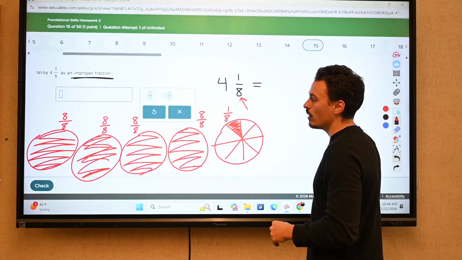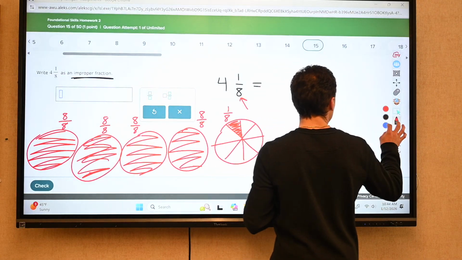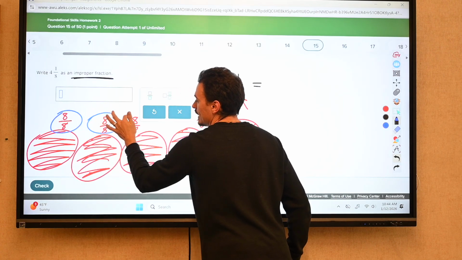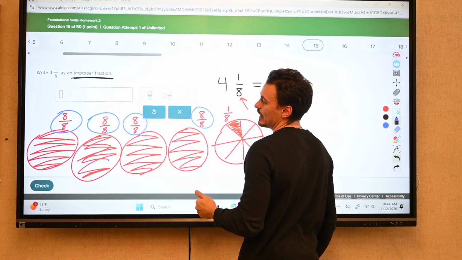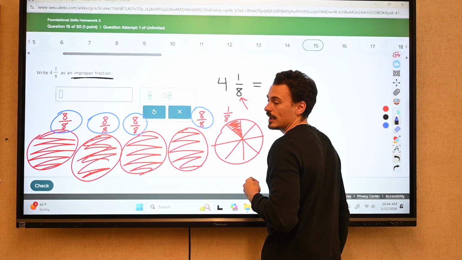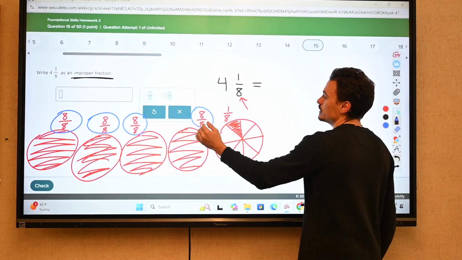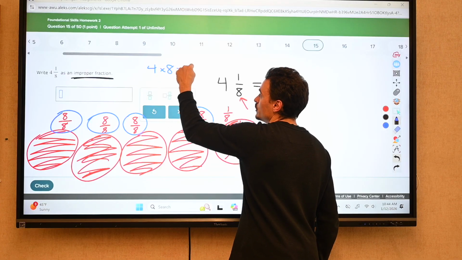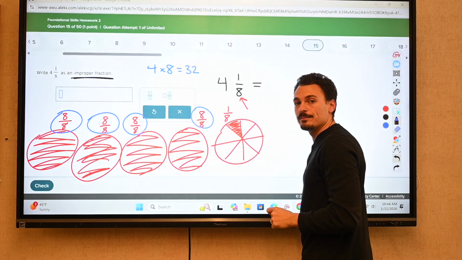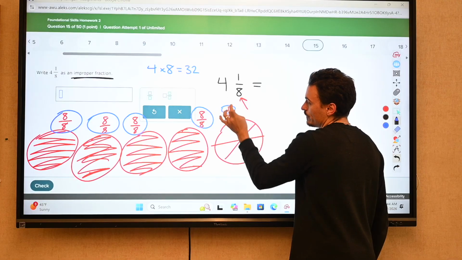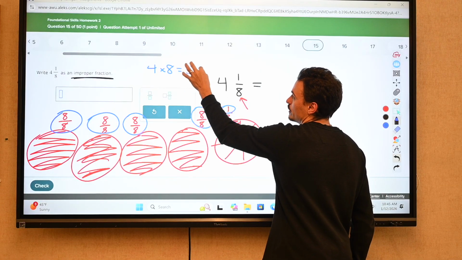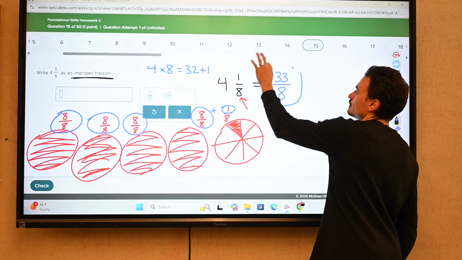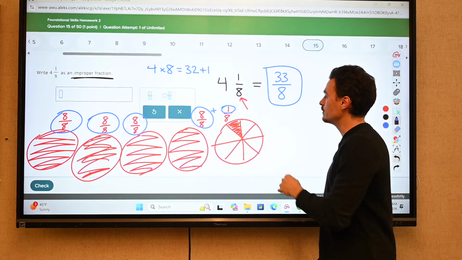Okay? So all together, I'll do this in blue, you're going to take these 8/8, these 8/8, these 8/8, these 8/8, and add that together. That's 4 8/8. So that would be 4 times 8, which is 32. Okay, 4 times 8 equals 32 pieces of pie. And then we have the 1 left over. So we're going to add that 1 to the 32. That gives me 33/8. All right, and this would be my answer.